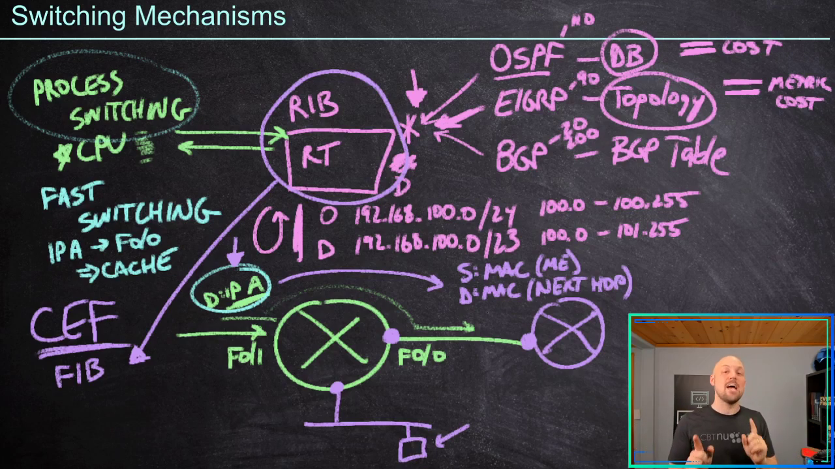Now that I have it, I've got to build a layer 2 header. It's astounding when you look at all of the things that have to happen for just one packet to get through a router.